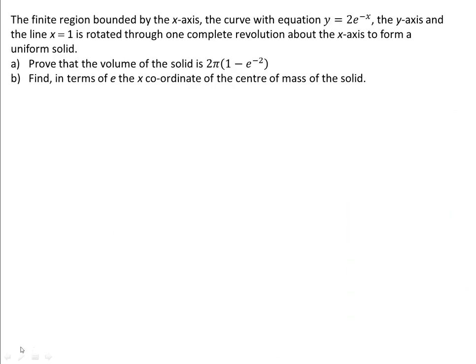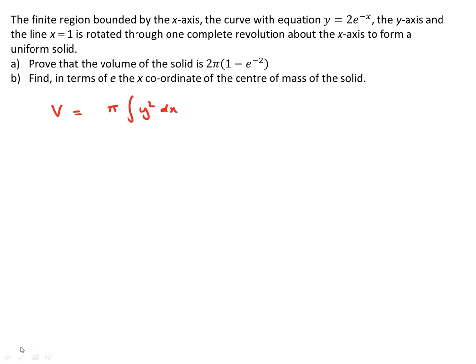Now move on to our second example. We have the finite region bounded by the x-axis, the curve with equation y equals 2e to the minus x, the y-axis and the line x equals 1, rotated through one complete revolution about the x-axis to form a uniform solid. We have to prove that the volume of the solid is 2 pi times 1 minus e to the minus 2, and find in terms of e the x-coordinate of the centre of mass of the solid.